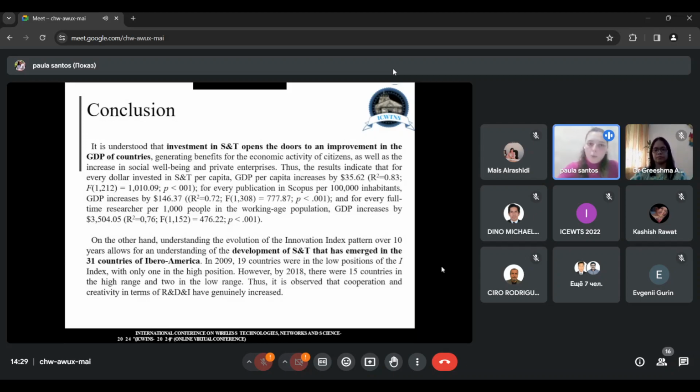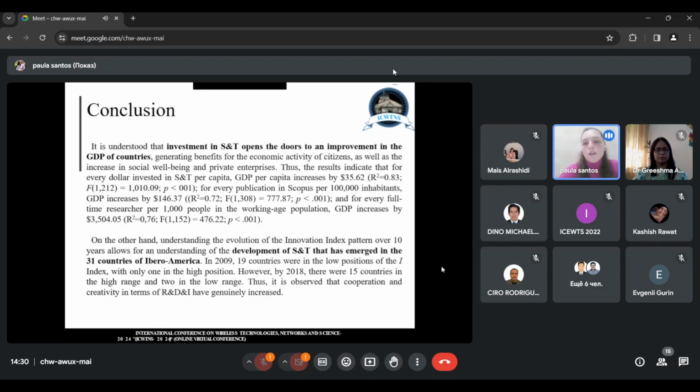So this paper promotes the investment in science and technology for these countries to raise even more the creative factors, the innovation index, and the IC. So investment in science and technology also opens the doors to an improvement in the GDP of the countries, promotes the strength of the GDP of the countries, and also promotes the socio-economic well-being for the countries.